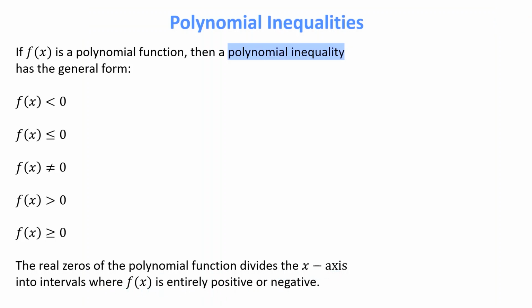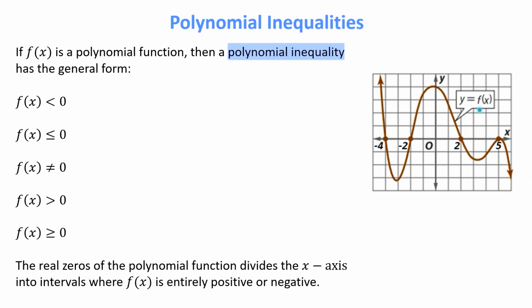or negative. So to further explain this sentence we've just said here, we have a graph of some function f of x, and the first thing to know is where the real zeros are. So I've just highlighted them there for you. You can see that's where x equals -4, -2, 2, and 5.